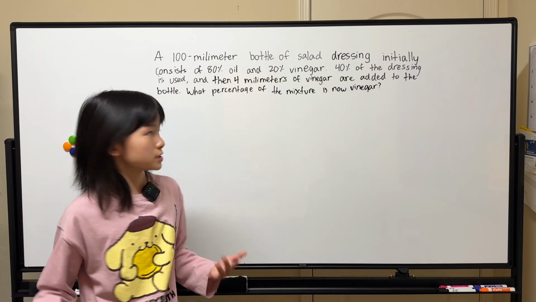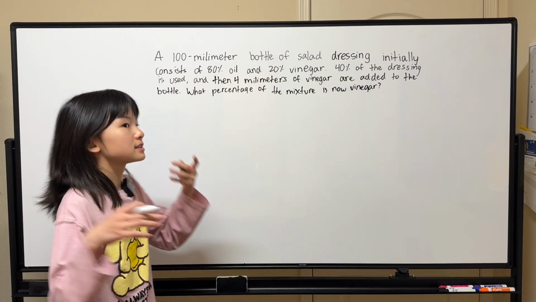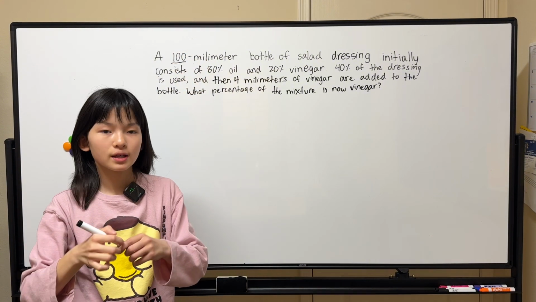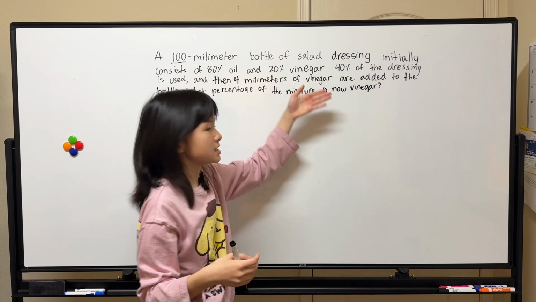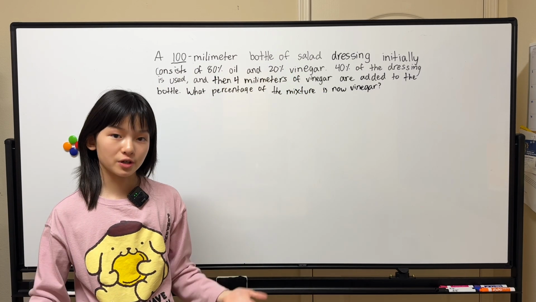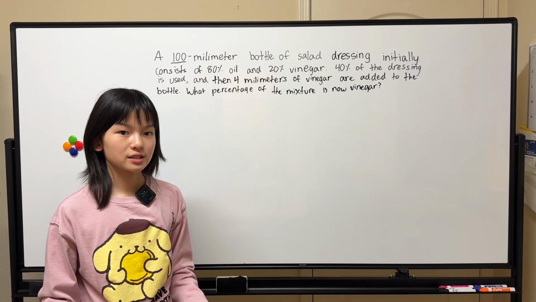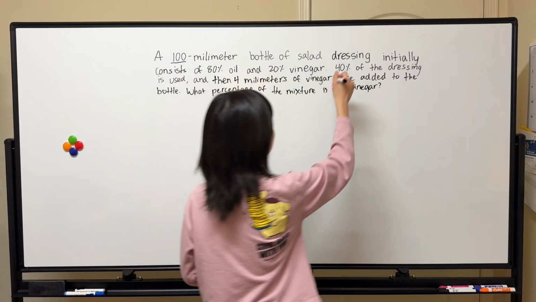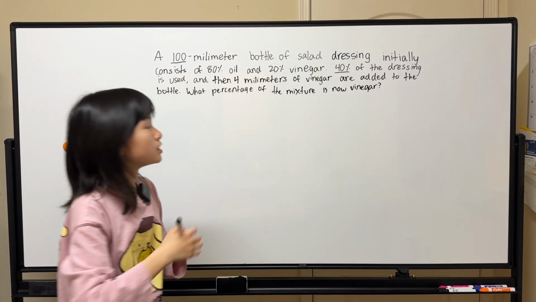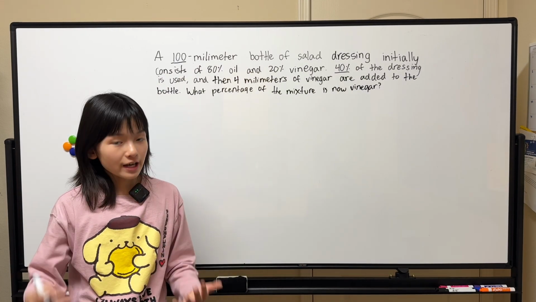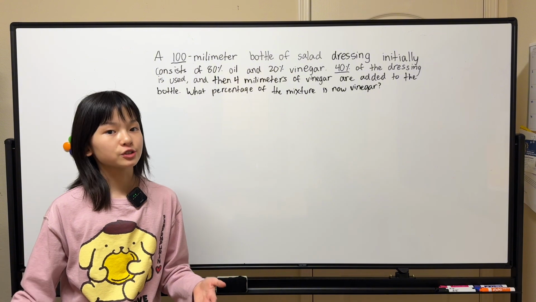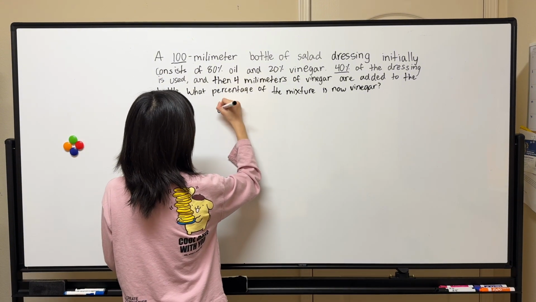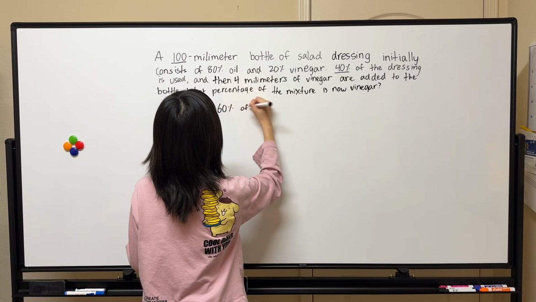Let's first start with this problem. We know that the amount of milliliters in the bottle is 100. And all this information is the amount of percent for our ingredients. So let's first ignore that. We know that 40% of the dressing is used. So the amount of percent that is left in the bottle is 100 minus 40, which is 60%. So we just want to find 60% of 100.